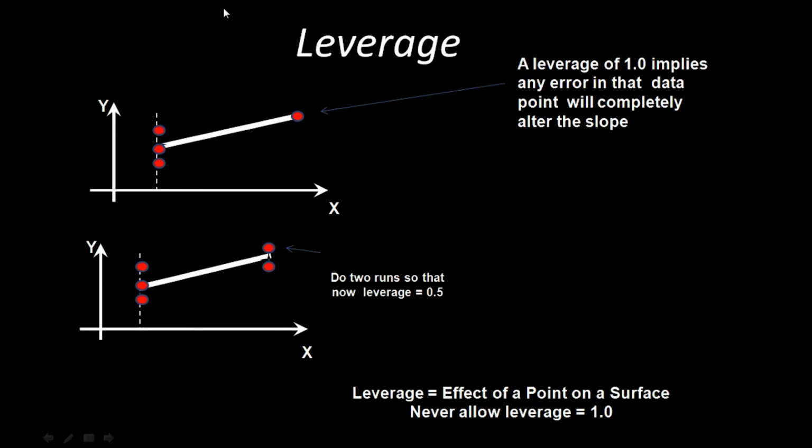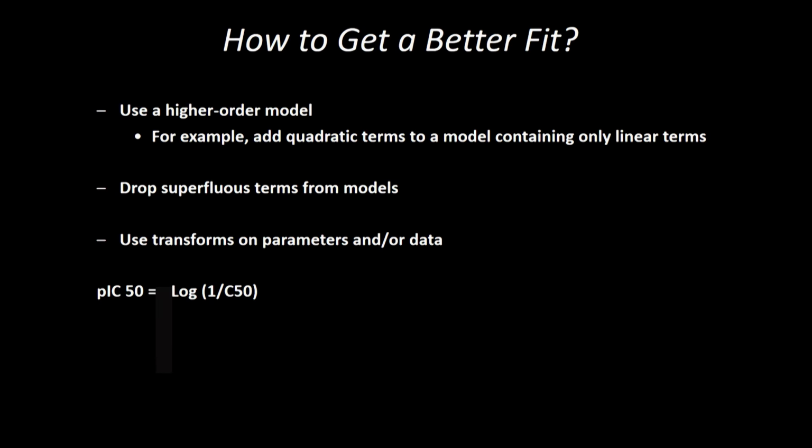So how to get a better fit? You can have a higher order model, quadratic terms in the model, drop superfluous terms, use transforms. For example, suppose we measure the concentration at which 50% of the cells die if you are doing an anti-cancer activity, or in antibacterial work the concentration at which 50% or 90% of the bacteria die. We do not use that directly. Log of 1 divided by C50 is pIC50.